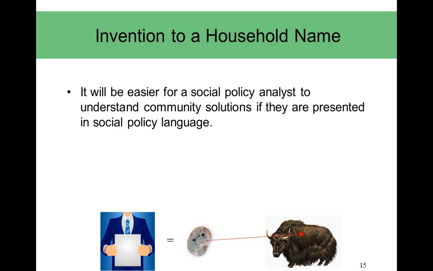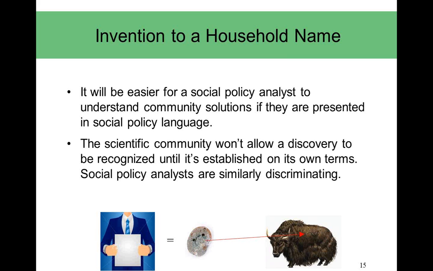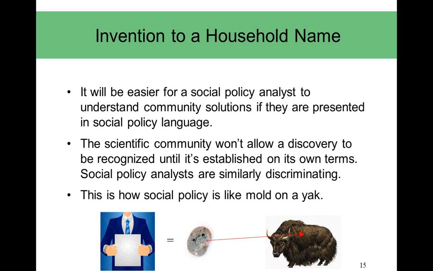It'll be easier for a social policy analyst to understand community solutions if they're put in the right language. And the scientific community won't allow any discovery to be recognized until it's established on its own terms, and social policy analysts that work in government and make decisions are similarly discriminating. So if you don't come to them with your idea fully articulated, it can't be half-baked, it should be fully baked, then that's the only way that you're going to make it into that mainstream, so that your ideas are part of the conventional wisdom as opposed to a conventional wisdom that you're constantly fighting against.